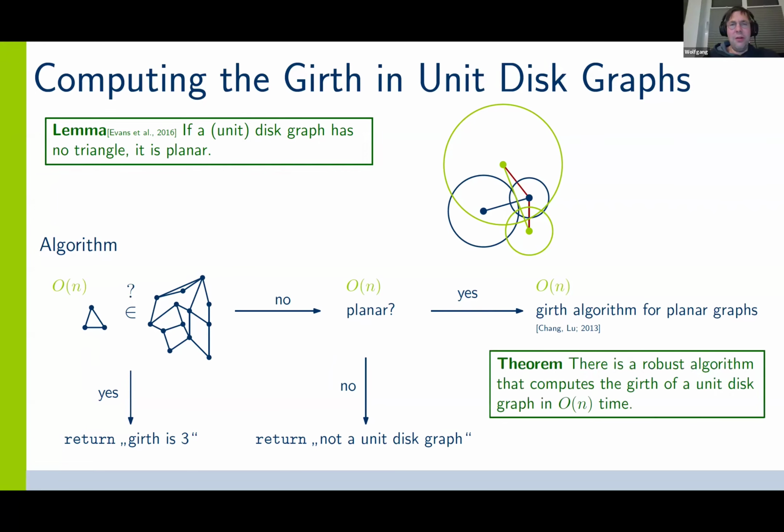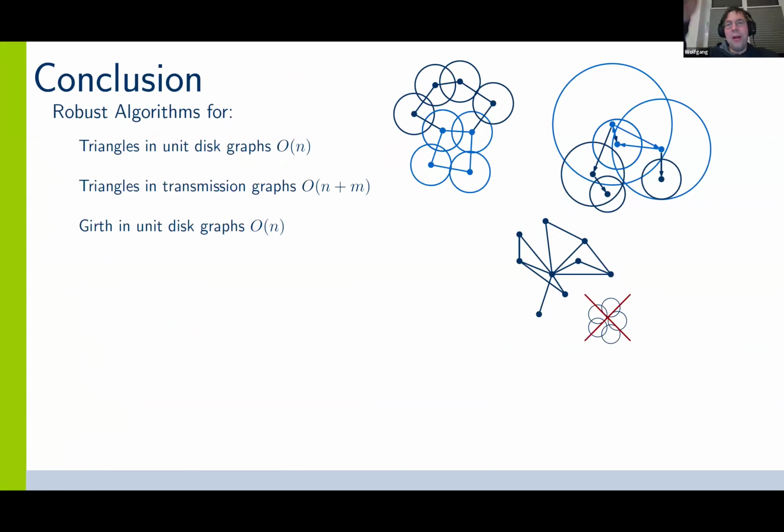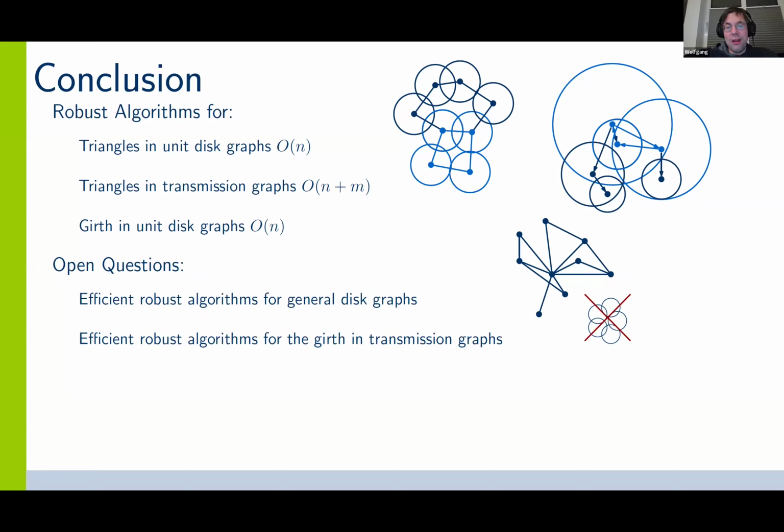Okay, and I think that's all that I wanted to show you. So now I showed you some problems on disk graphs. I showed it for the geometric setting. These were old results, just as some kind of motivation. And then the new part was that these algorithms can also be made robust, in the sense that we don't have the geometry, but just some abstract graph, and we can use the properties of the geometry to speed this up. So we can also find triangles in general disk graphs in time O of n plus m. But we don't have an efficient, robust algorithm for the general transmission graphs yet.